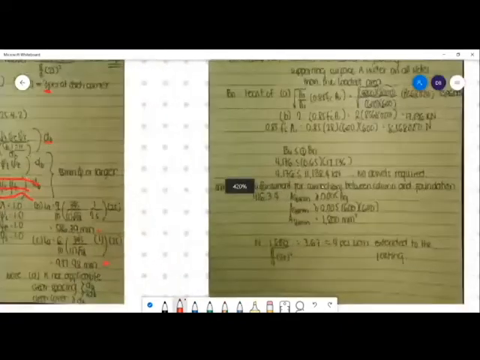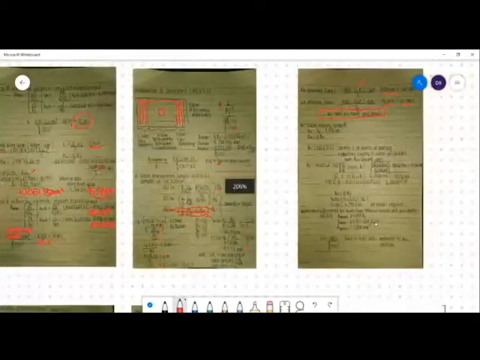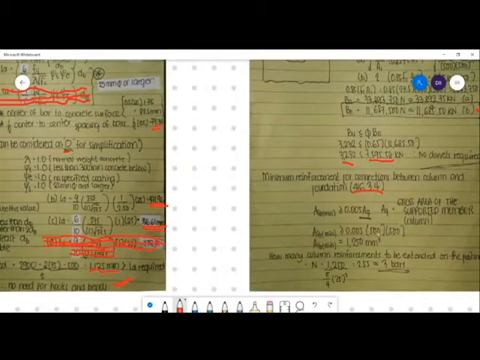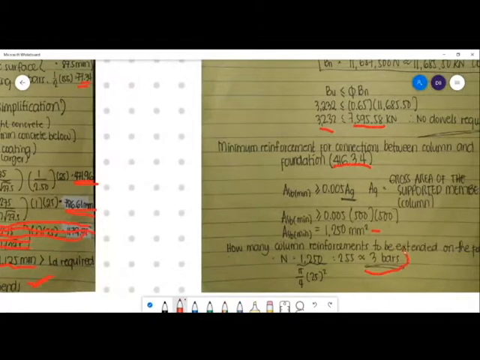Okay? So 0.005 AG times 600 times 600. No, not that. This one. 0.005, the supported member is the column, times 500 times 500 is equal to 1,250 millimeter squared. So how many column reinforcement bars will we extend down into the footing? At least 3 bars. Okay, so let's move on to our problem on rectangular footing.